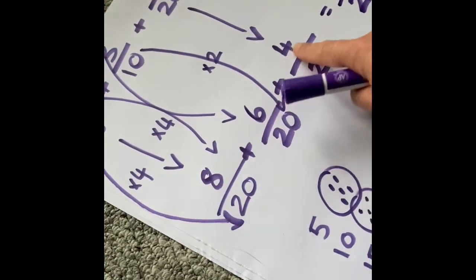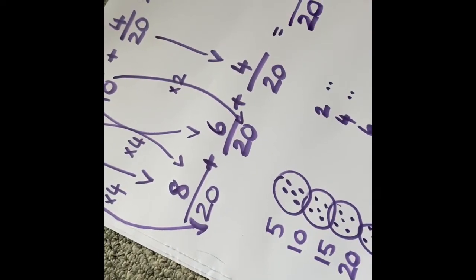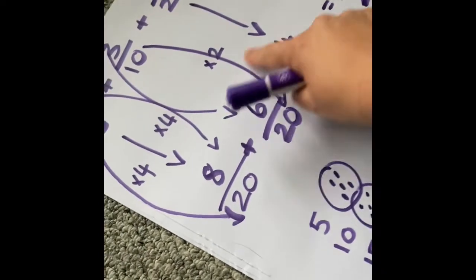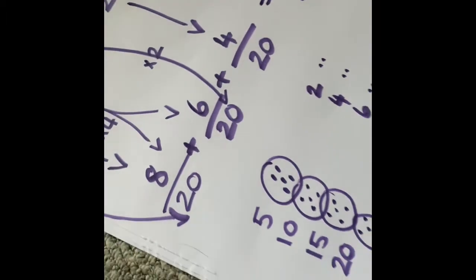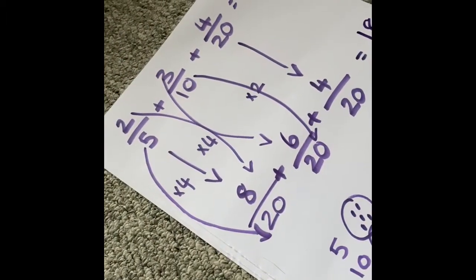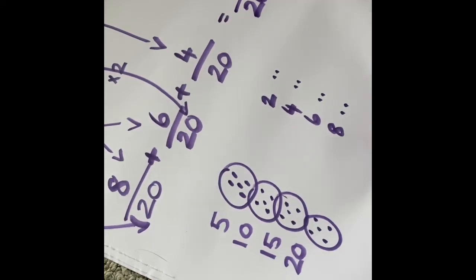This time I can see a relationship here between the 6 and the 4. I know that 6 and 4, when I add them together, become 10. So I'm instantly going to look at those and say, that's 10, 10 plus 8, 18. Okay, so 2/5, 3/10, 4/20 equals 18/20. I'm going to do one more together, and then you're going to try this on your own in your learning.